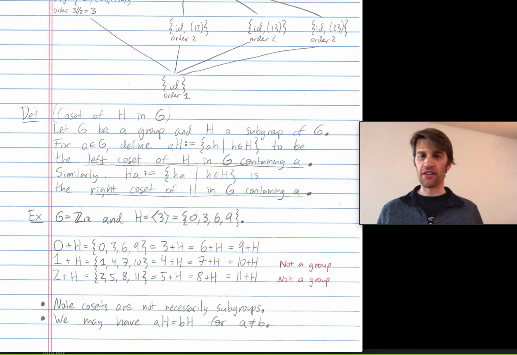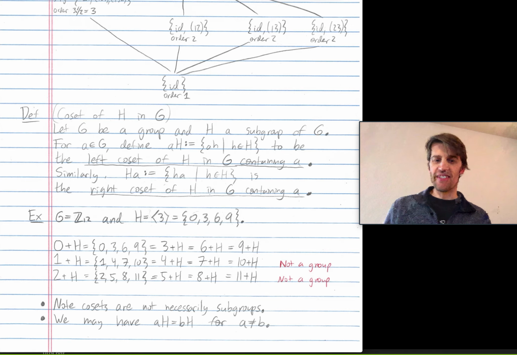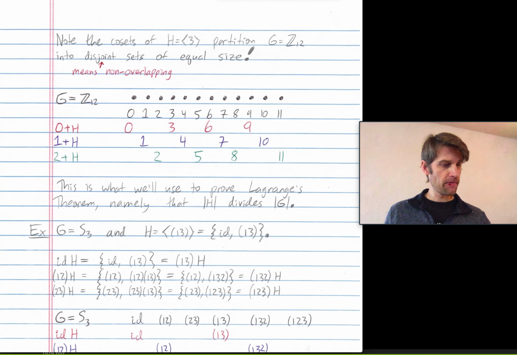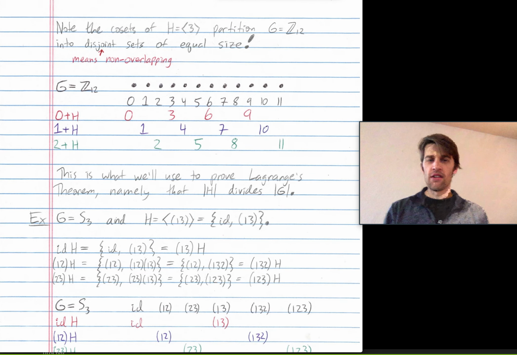All right, so remember again the definition of cosets. G is a group, H is a subgroup. Its left and right cosets, AH or HA, are obtained by combining A with every element in that subgroup H. So the cosets of this subgroup generated by 3 partition Z12 into disjoint, or non-overlapping, sets of equal size.